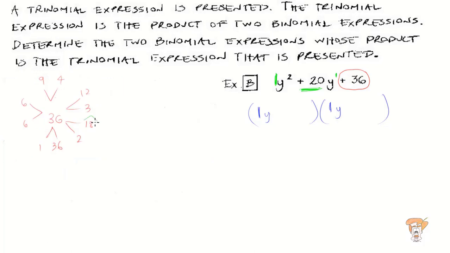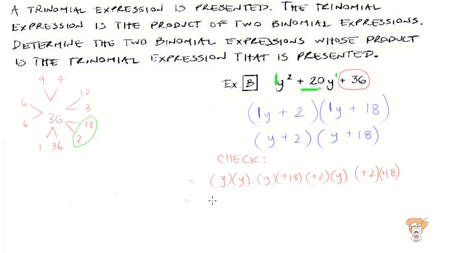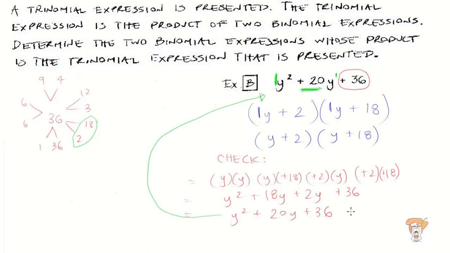The factors 2 and 18 have a sum of plus 20, so those are the factors that we're going to use to complete these two binomials. The second term in the first binomial can be plus 2, and the second term in the second binomial can be plus 18. We can check our answer by multiplying those two binomials. The sum of 18y and 2y is 20y. Compare that expression to the original expression. It is identical, therefore our check is successful. And the two binomials whose product is the trinomial that is presented are the quantity of y plus 2 times the quantity of y plus 18.